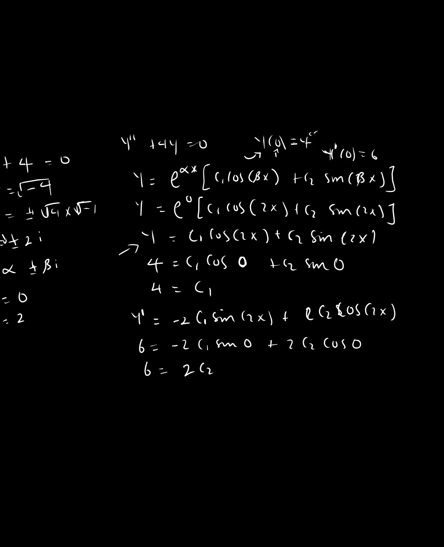And then c2 is equal to 3, and then we're going to rewrite the original equation, inputting the values of c2 and c1. So we have y equal to 4 cos 2x plus 3 sine 2x, and this is going to be the final answer to this question. And this is how you do second order linear differential equations.